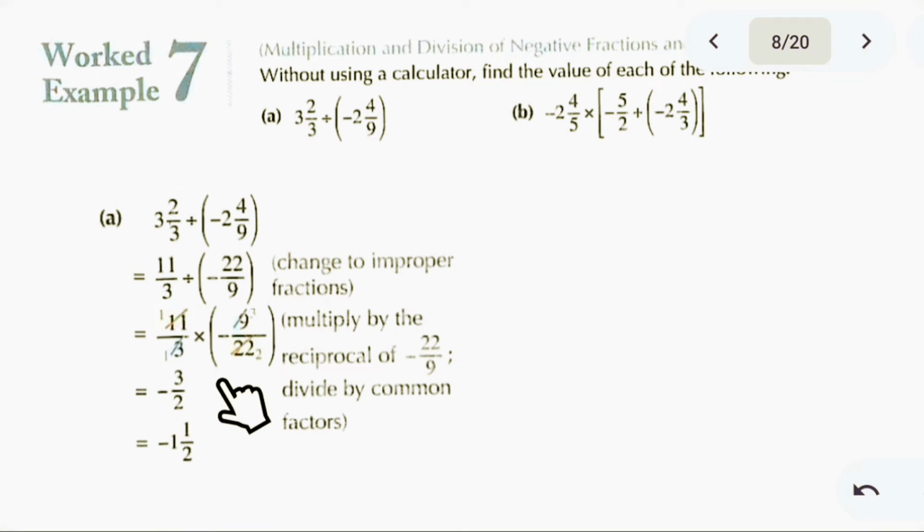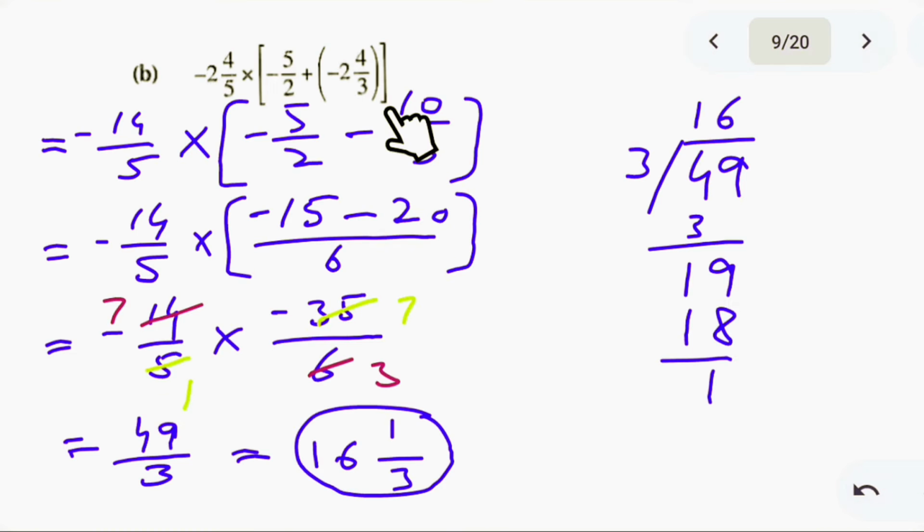But the difference over here is that the answer will carry the negative sign, because one of the two fractions is positive and the other is negative, so plus times minus gives minus. So this is how we solve the question, and we also take care of the sign with the fraction.